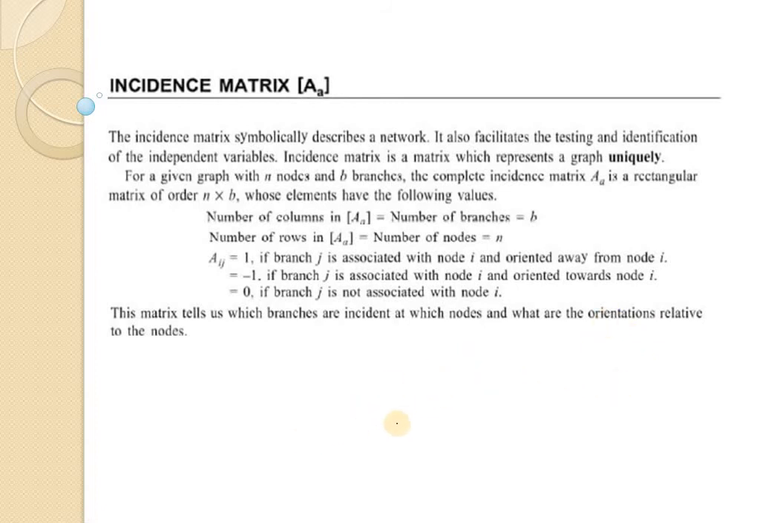For a given graph with nodes n and b branches, the complete incidence matrix A is a rectangular matrix of order n into b, whose elements have the following values. Number of columns in A equals number of branches equals b. Secondly, number of rows in A equals number of nodes equals n.